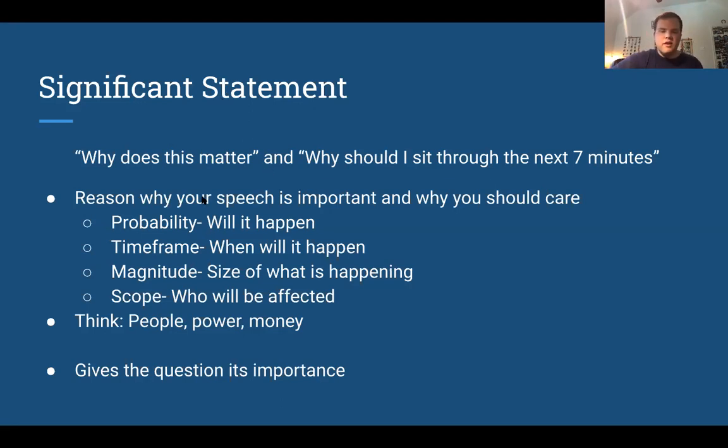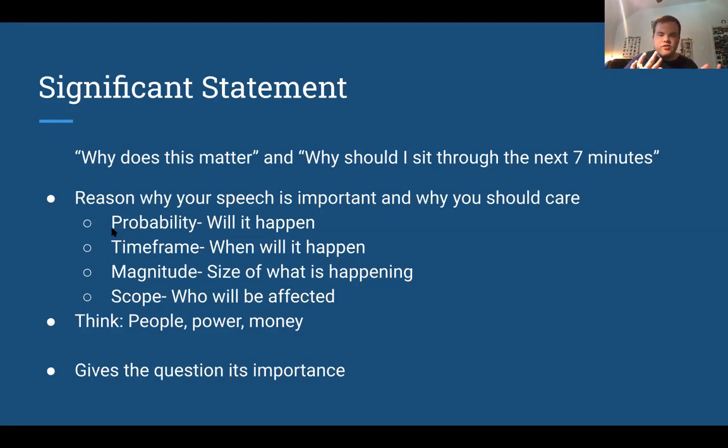So some things you can talk about are probability, like, will this happen? Is this likely to happen? Is this actually relevant to the world around me? Time frame, when will it happen? Magnitude, how much will this be affecting me? And then scope, who will be affected?